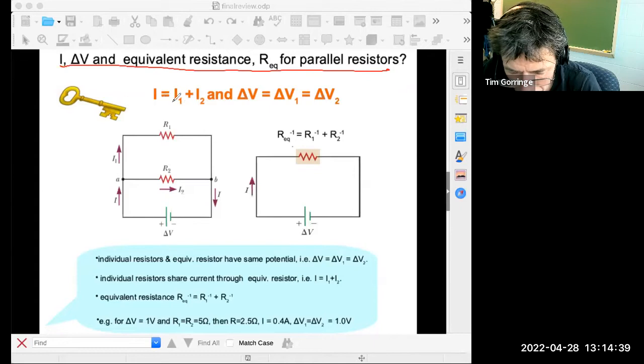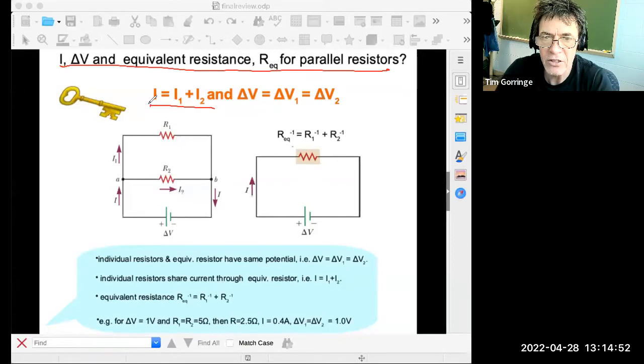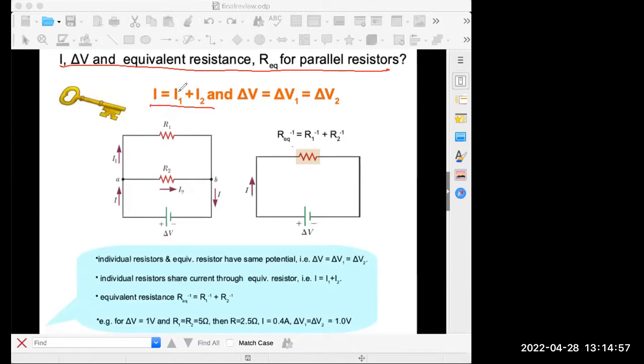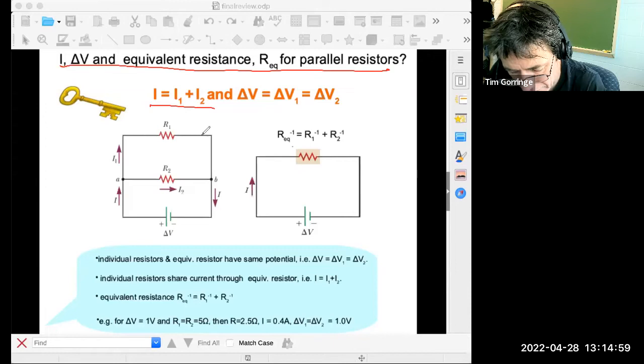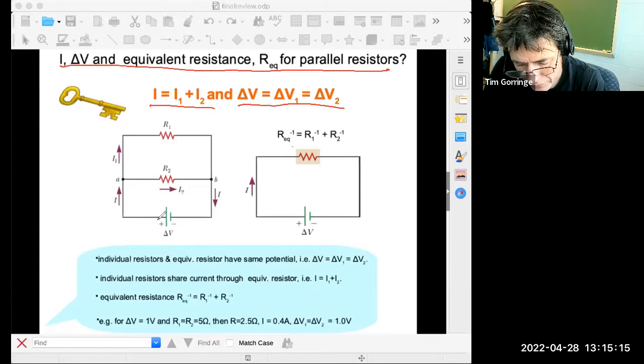So the understanding of how parallel resistors work is the following. They share the electrical current. Those two resistors share the electrical current, and that's this equation here. Some fraction of the current flows through R1, that's I1. The remaining fraction of the current flows through R2, that's I2. What they don't share, what they each receive, is the full voltage of the battery.